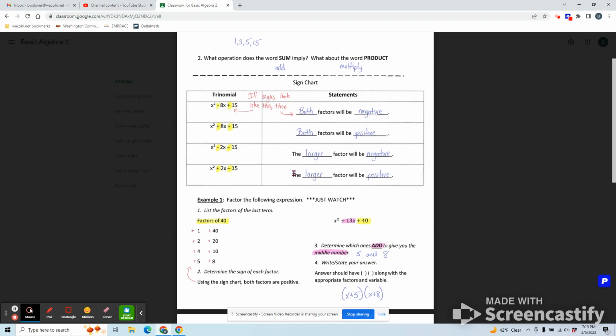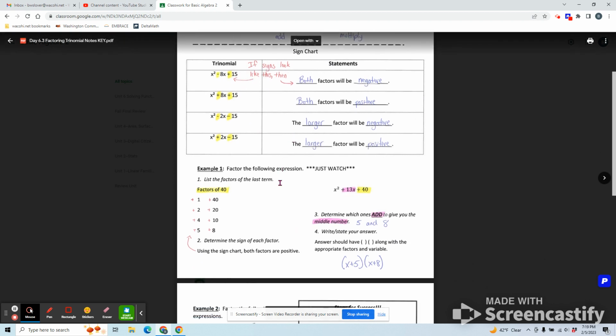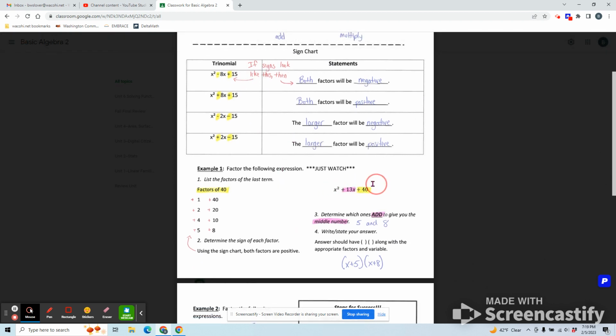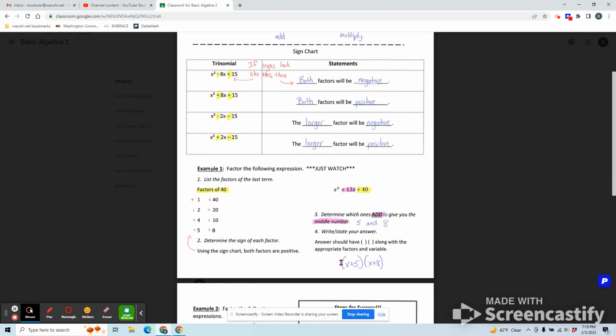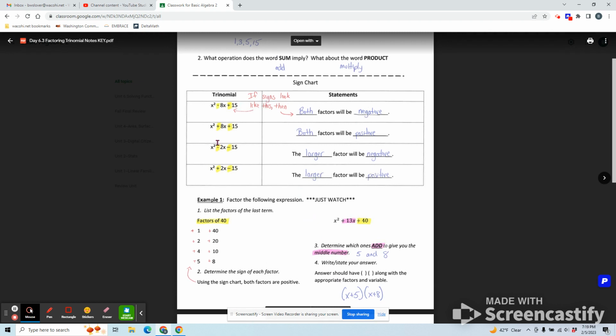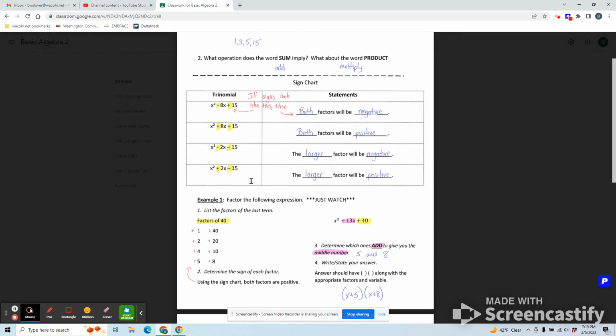So our goal today, before we get into this sign chart, is to go from factoring this trinomial into this. And in order to get this, the quantity x plus 5 times the quantity x plus 8, we need to know a few things. This chart is going to come in handy. Instead of guessing what numbers we're going to use, this will eliminate some of that and make it a little bit easier to figure out what we need.